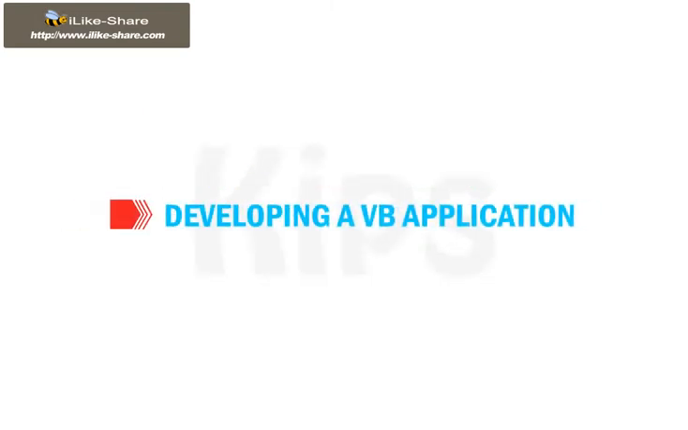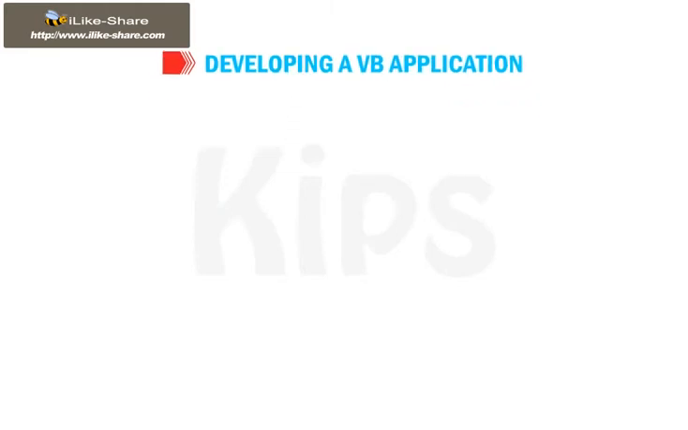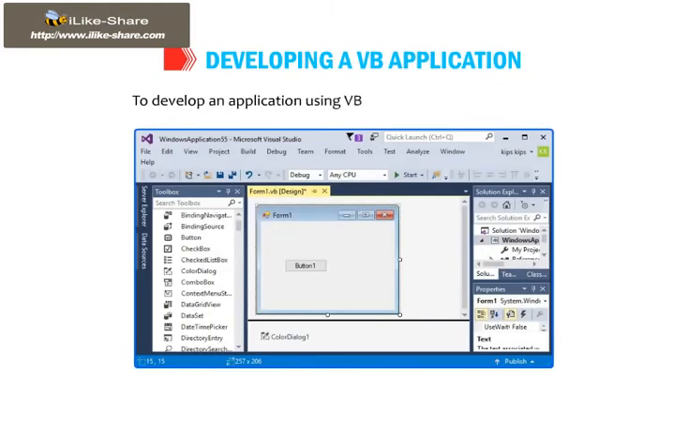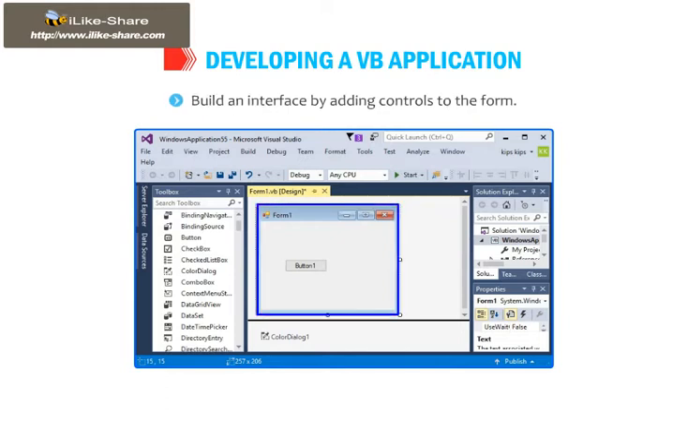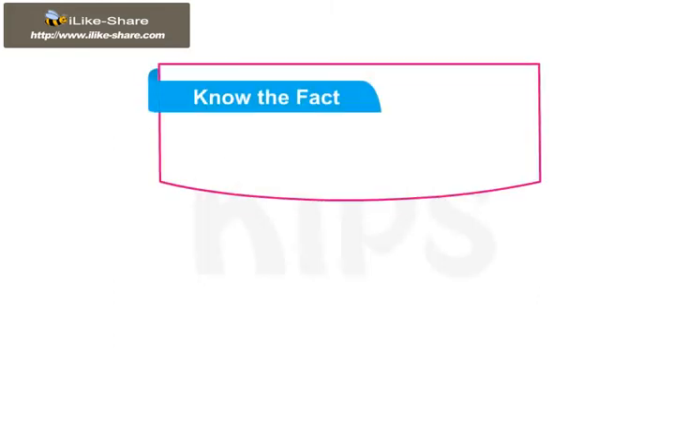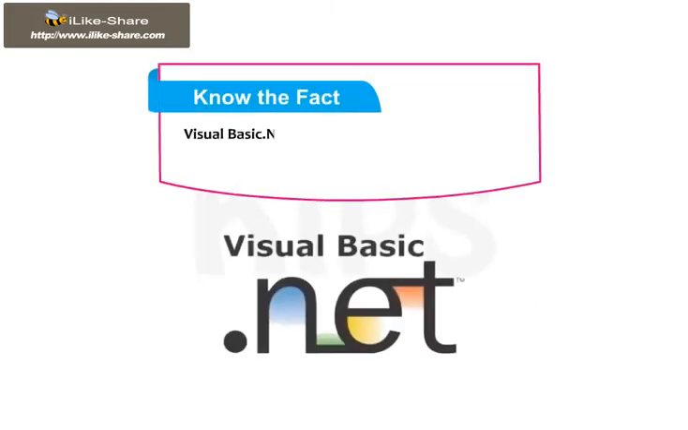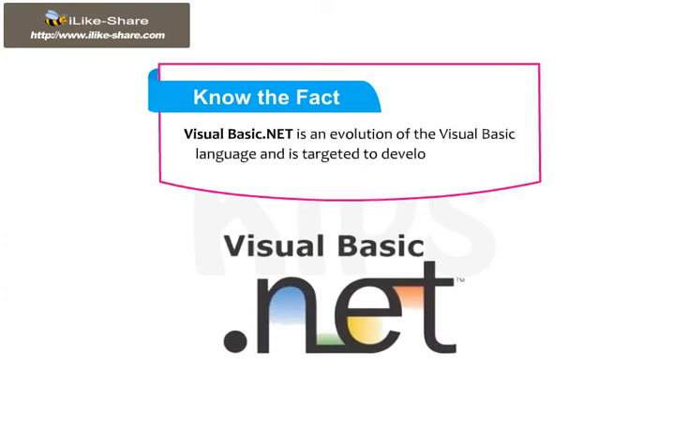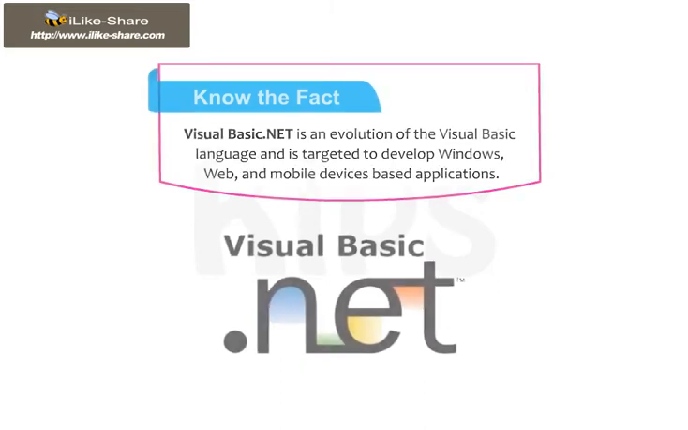Let me now tell you how to develop a VB application. To develop an application using VB 2015, follow the given steps. Build an interface by adding controls to the form. Set properties of the controls. Write codes on various events of added controls and run the application. Students know the fact. Visual Basic.NET is an evolution of the Visual Basic language and is targeted to develop Windows, web and mobile devices based applications.